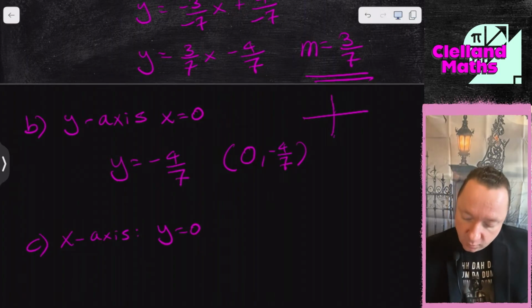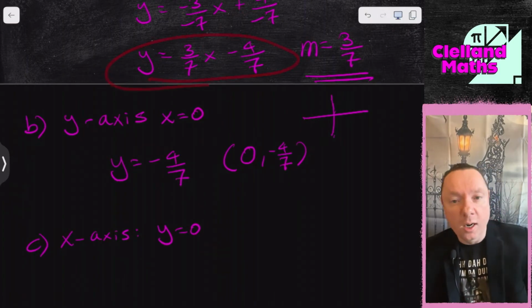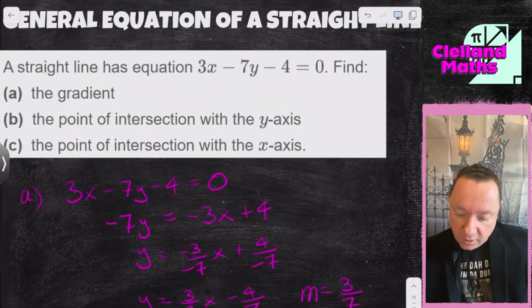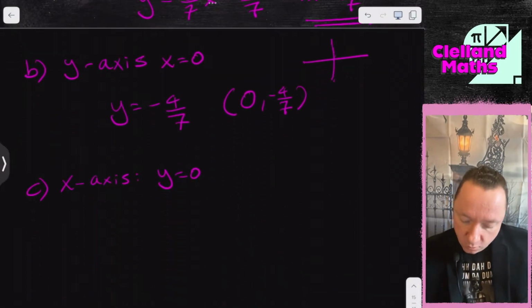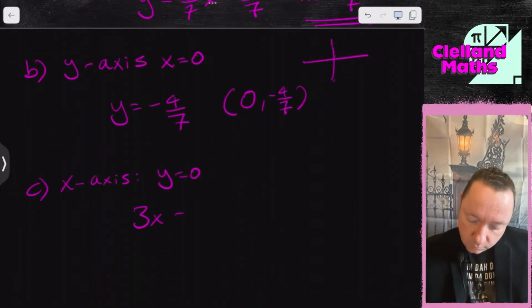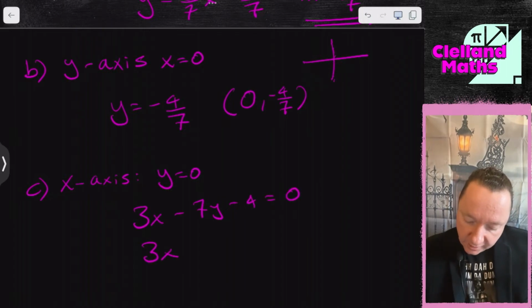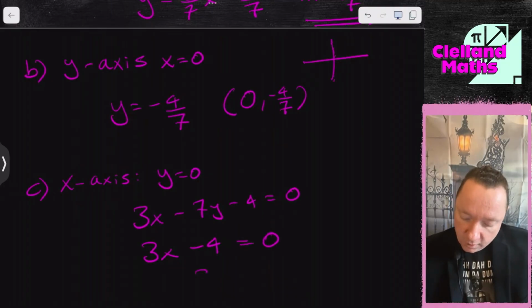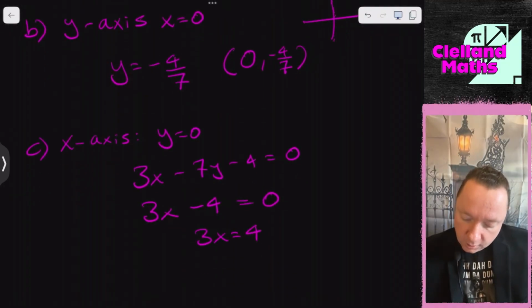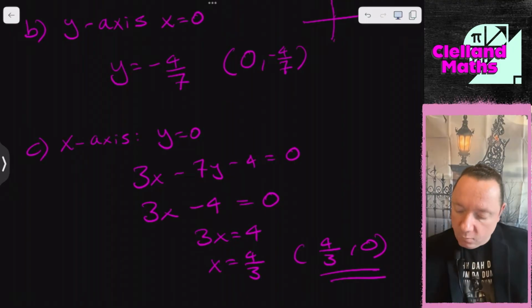Now you can sub it into the equation with loads of fractions in it, or better, to be honest with you, go back to the original question and get rid of the fractions and it'll be easier. So I'm going to use this, 3x minus 7y minus 4 equals 0. Y is 0, so that gives me 3x minus 4, because 7 times nothing is nothing. And that's easy to solve. 3x equals 4, so x is 4 over 3. The point is 4/3 and 0, and we're done there.